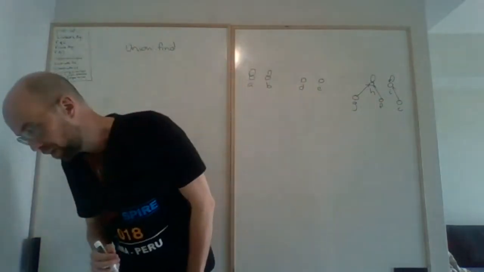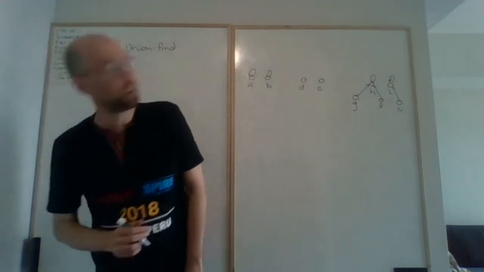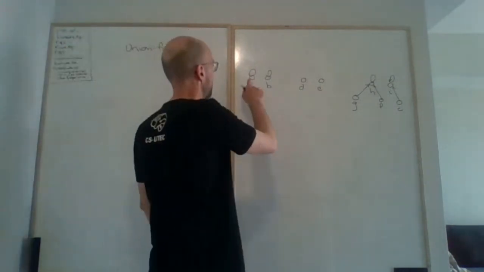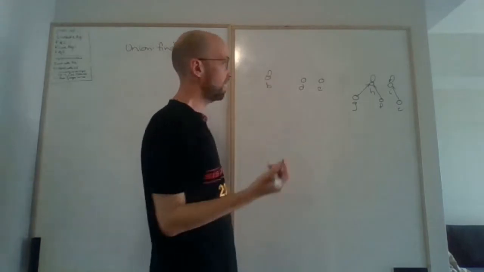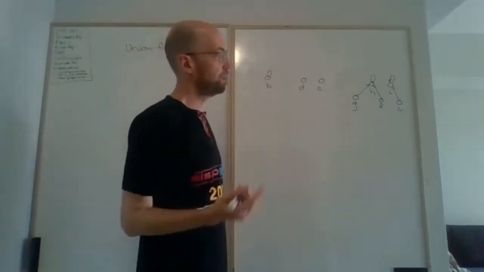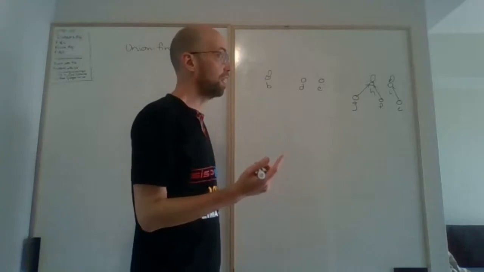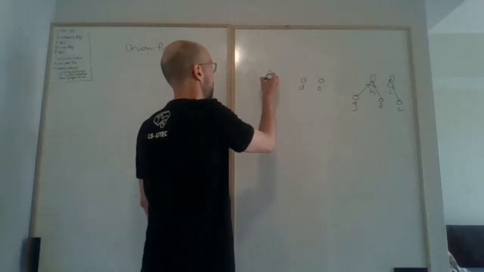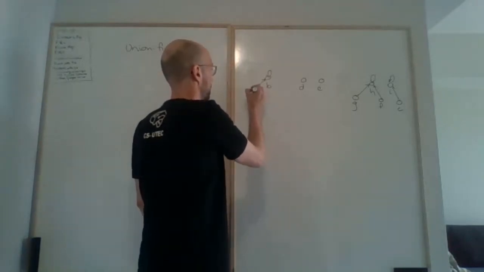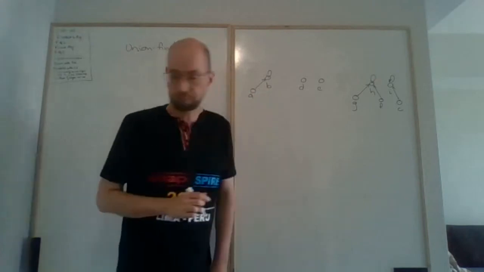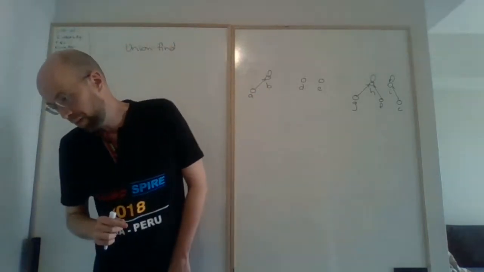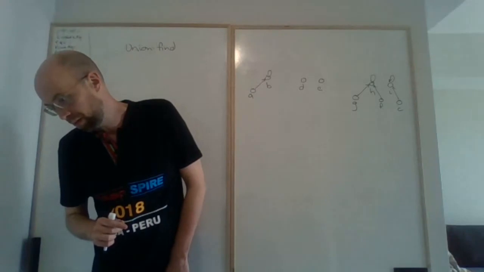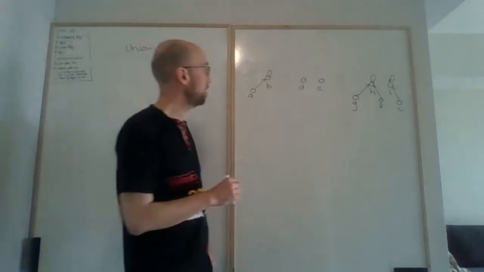Okay. So now they union A, B in the book. So they're the same size. So I say find A, it returns A. Find B, it returns B. They're not the same, so they're different sets. So A points to B. And then there is FC.